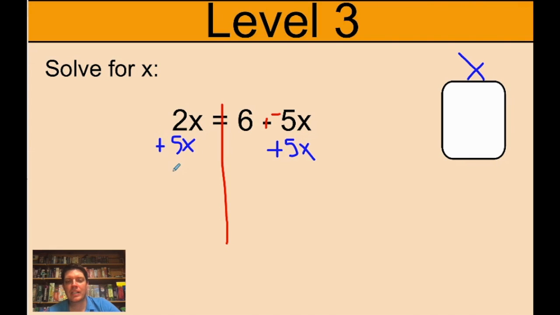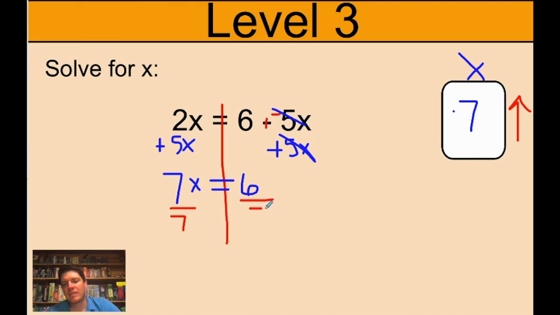And 2x plus 5x is 7x equals 6, because these are going to cancel out. All right, x is being multiplied by 7, and that's it. That's the only chore we have. So we're going to go ahead and do the opposite operation backwards. We're going to divide both sides by 7, and x equals, go ahead and type that in your calculator.